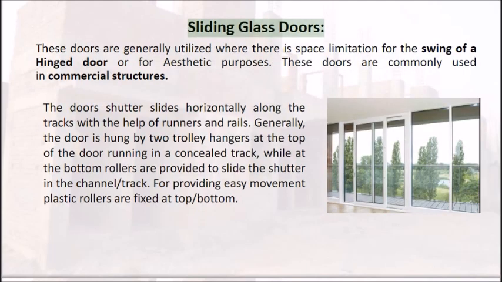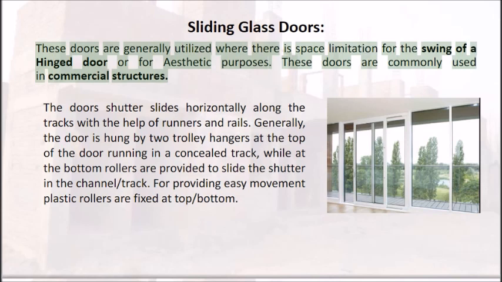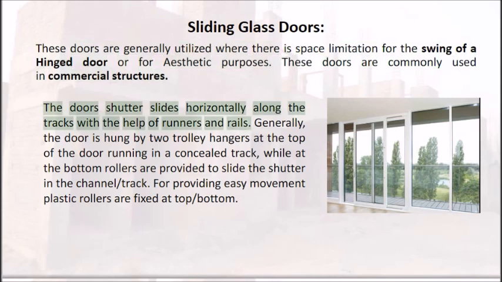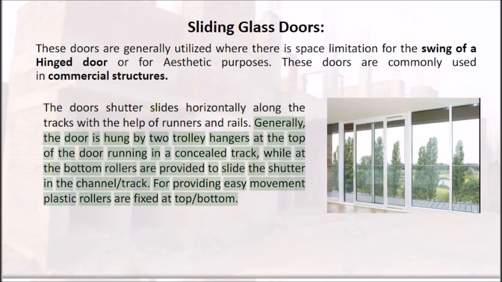Sliding glass doors. These doors are generally utilized where there is a space limitation for the swing of a hinged door or for aesthetic purposes. These doors are commonly used in commercial structures. The door's shutter slides horizontally along the tracks with the help of runners and rails. Generally, the door is hung by two trolley hangers at the top of the door running in a concealed track, while at the bottom rollers are provided to slide the shutter in the channel track. For providing easy movement, plastic rollers are fixed at top and bottom.